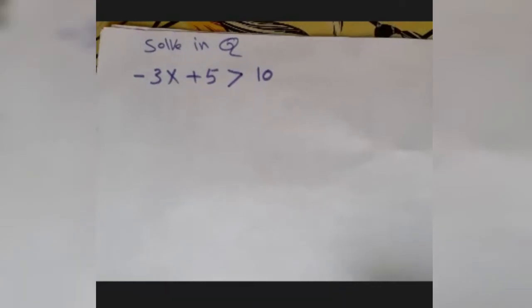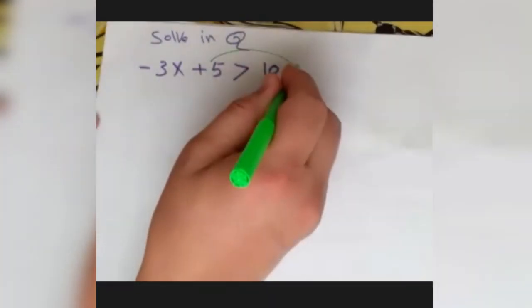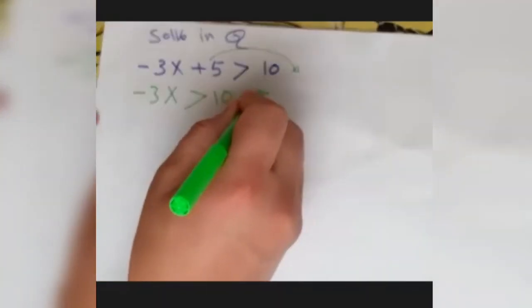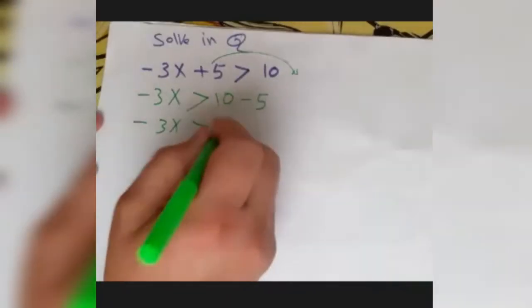Now, if we solve by the same steps, first step, move 5 to the second side by inverse sign. So write negative 3x greater than 10 minus 5. Negative 3x is greater than 10 minus 5, which equals 5.